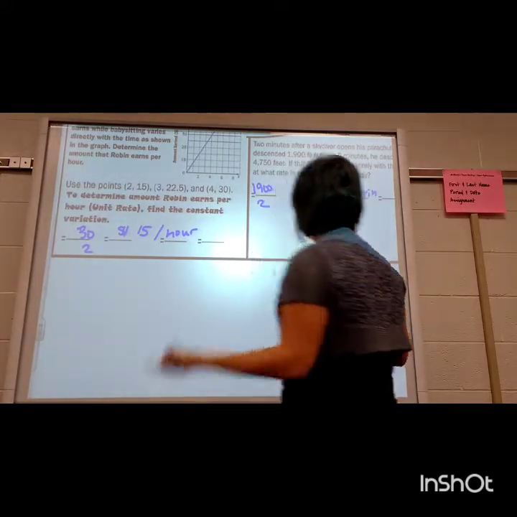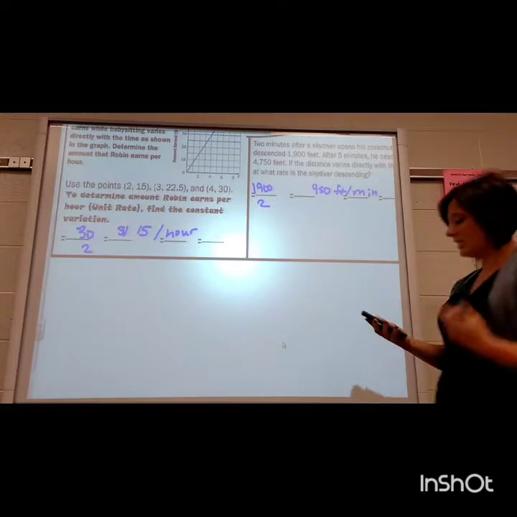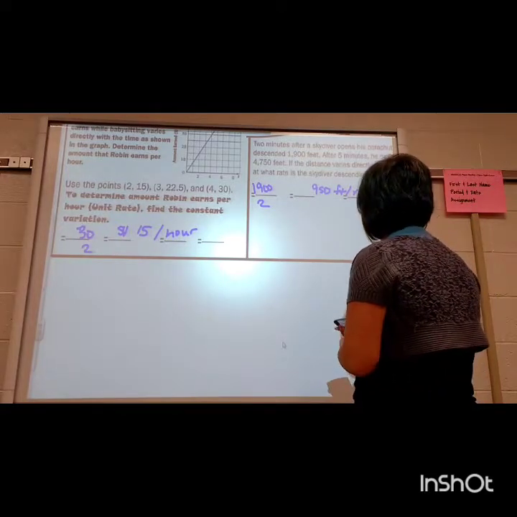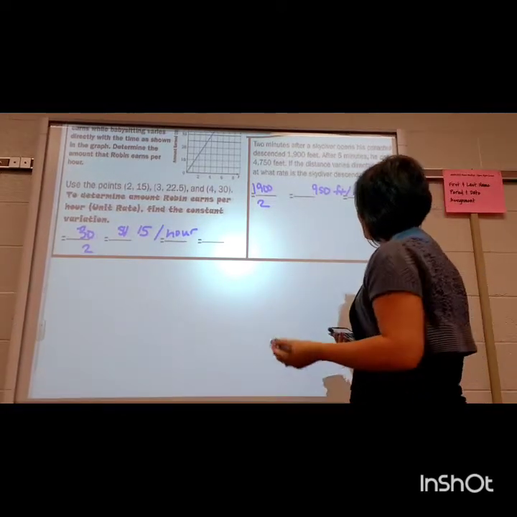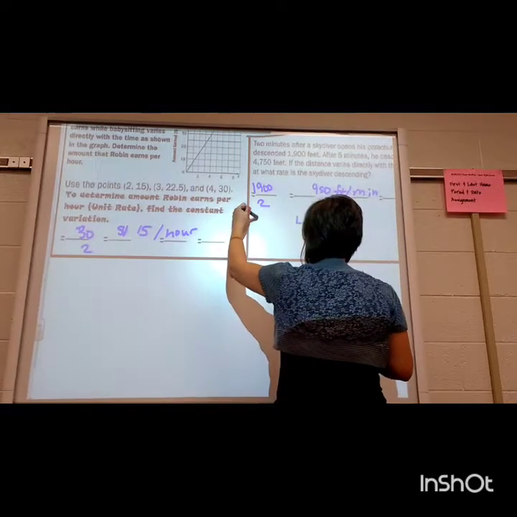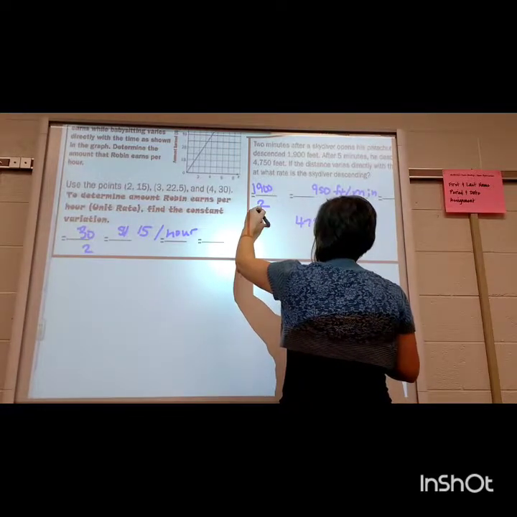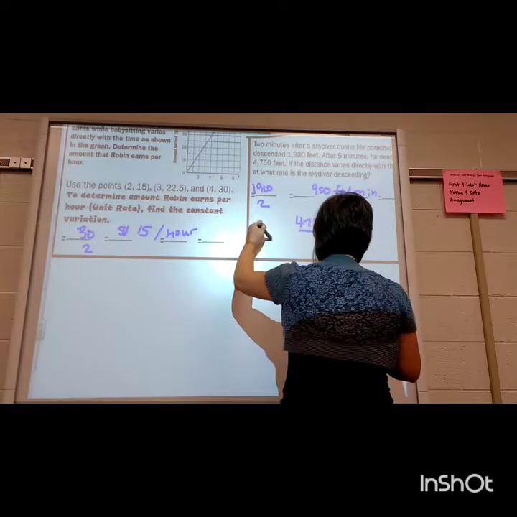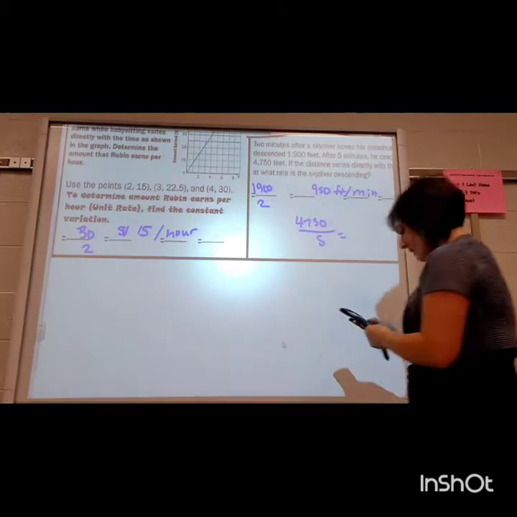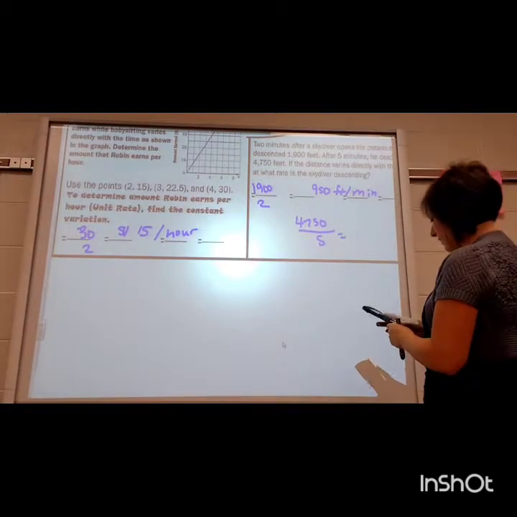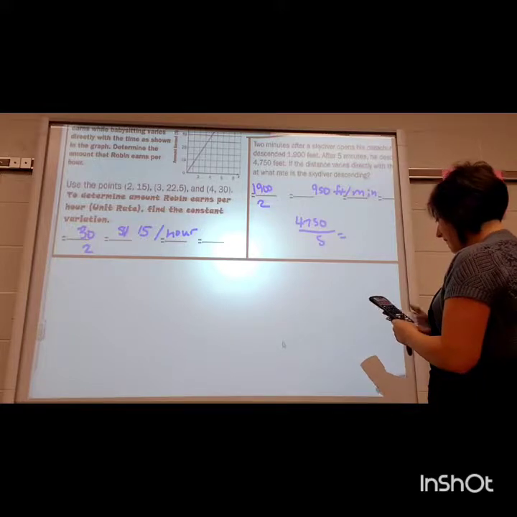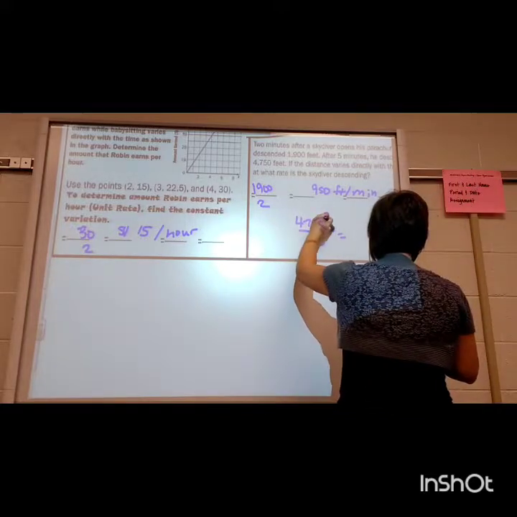Then let's do the second fraction just to make sure that it's the same. The second fraction was 5 minutes, 4,750 feet. So I'm going to do 4,750 over 5 on my calculator, and I get 950 again.